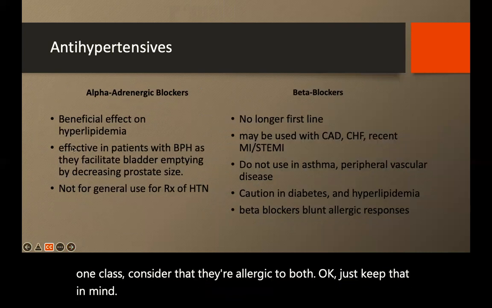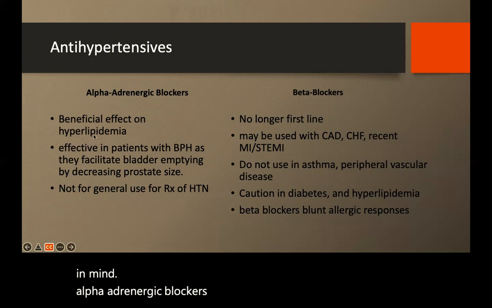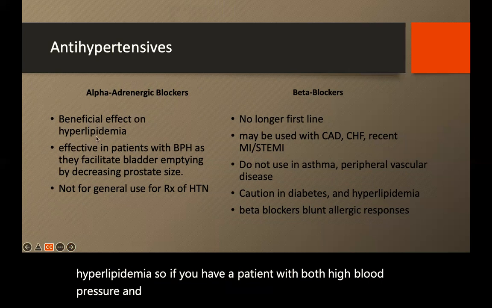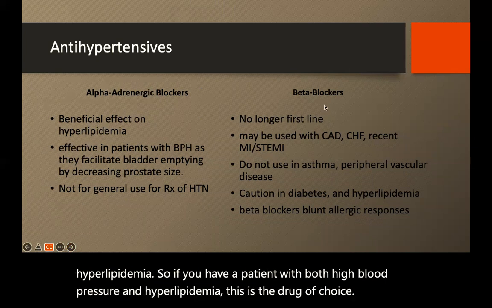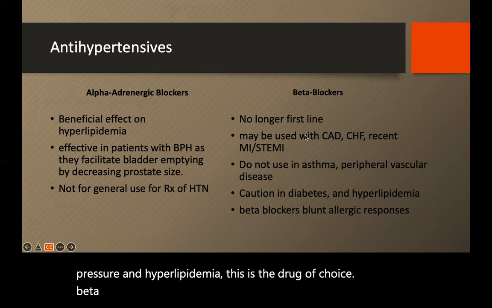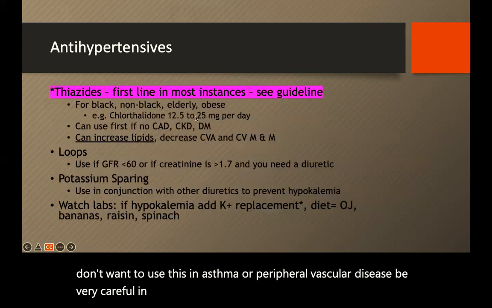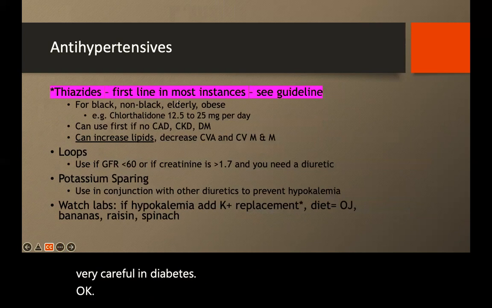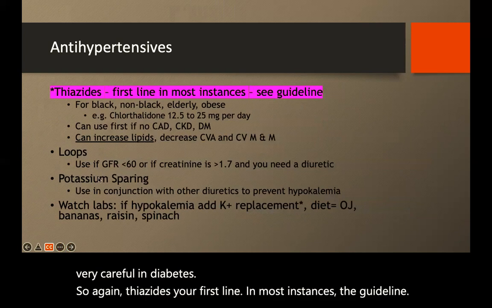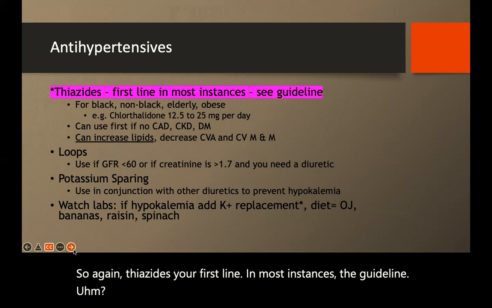Alpha adrenergic blockers, they also have a beneficial effect on hyperlipidemia. So if you have a patient with both high blood pressure and hyperlipidemia, this is the drug of choice. Beta blockers, no longer the first line. Remember, it's thiazides. You don't want to use this in asthma or peripheral vascular disease. Be very careful in diabetes. Okay. So again, thiazides are first line in most instances. See the guideline. Watch your labs.